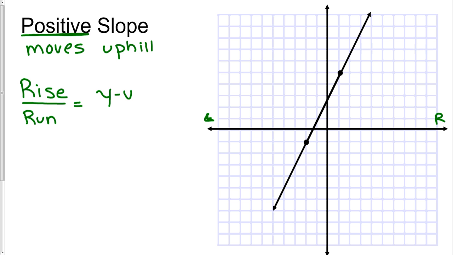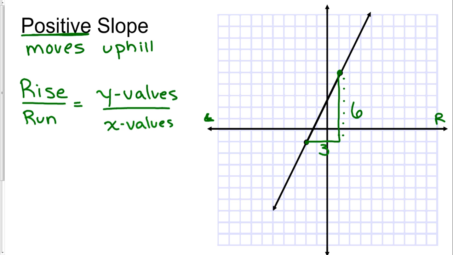Rise is the change in y values. Run is the change in x values. So what we're going to do is we're going to go to our graph. I've given you 2 points here, so we're going to start at this bottom point, and we're going to draw a right triangle. So we need to go over and then up to our point there. So if we look at our triangle, it's 3 units left and right. 1, 2, 3, 4, 5, 6 units up. So our rise, our y values would be 6. The change in x values would be 3.